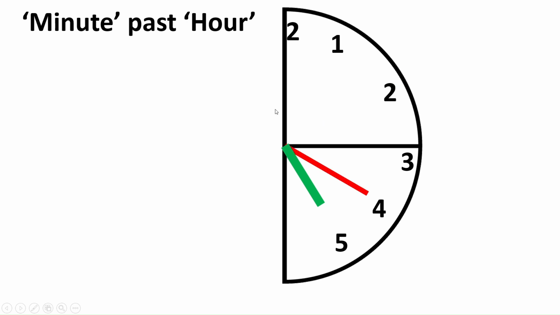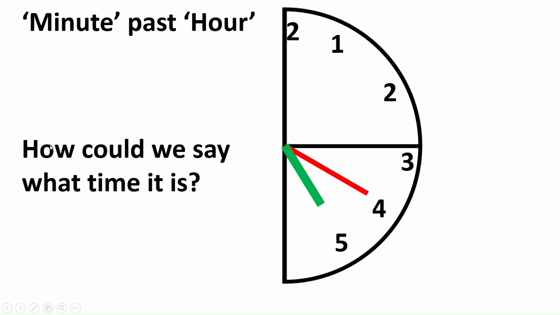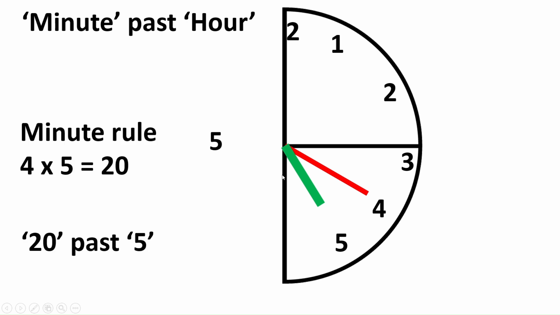Let's try it again with a different time. This time the minute hand is pointing at 4. We could say what the time is by using the minute rule again, which is 4 multiplied by 5, which is 20. The hour hand has not changed, it is still pointing at 5, so we would say it is 20 past 5.